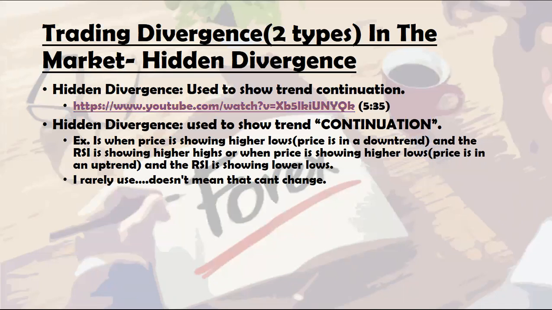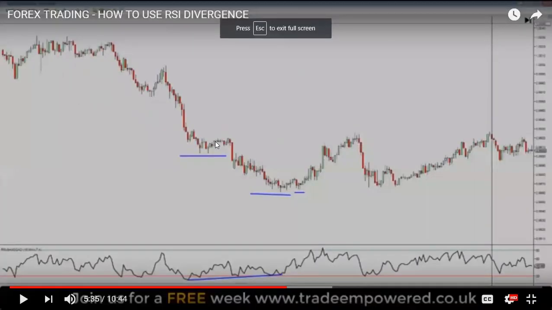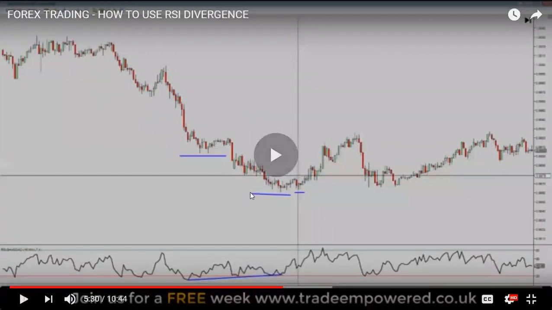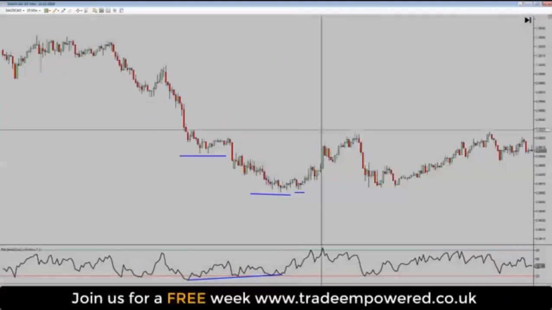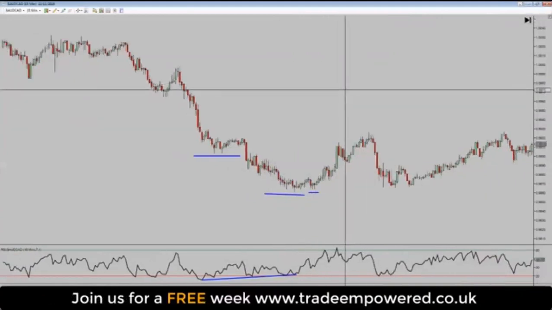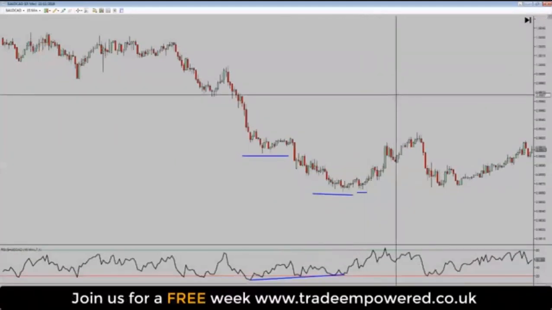Bullish trend and a bearish trend. The next thing we want to look at is hidden divergence. And there's a common mistake made between the two. So I'm going to go through what hidden divergence is and how you can use that. And it's really more for a trend continuation style of trading.